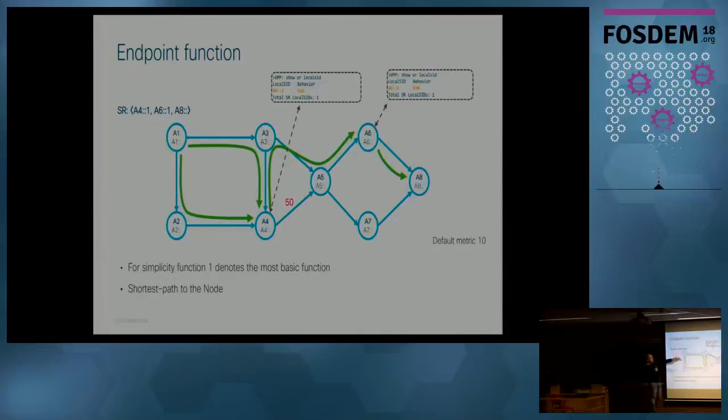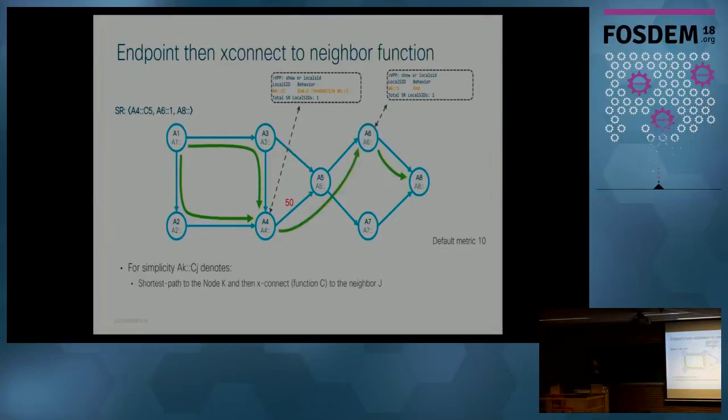A8. And that's it. But let's say that now I want to cross this link over here that has an extremely high metric. So then what I do is, instead of the End function, I would just do the endpoint with cross-connect to neighbor function. So then my first segment is going to be A4 colon C5, which is going to mean go to the node A4 and then do a cross-connect to the neighbor 5. And that's it. So what we are doing is really, from the source, we just add a list of segments, and the packet is going to follow that through the network.